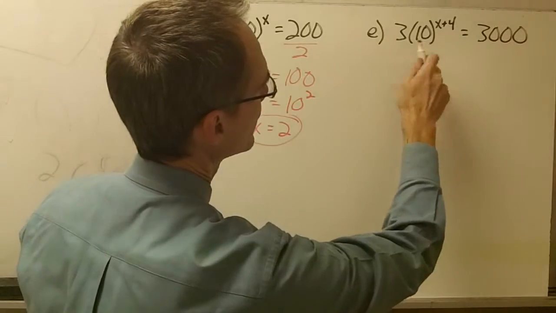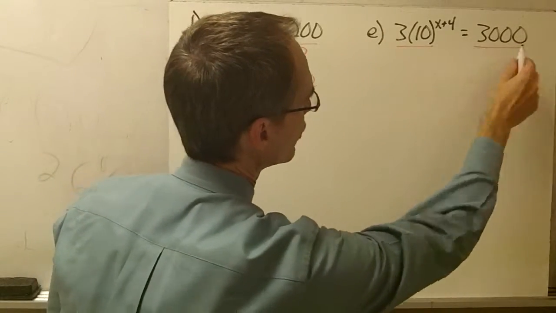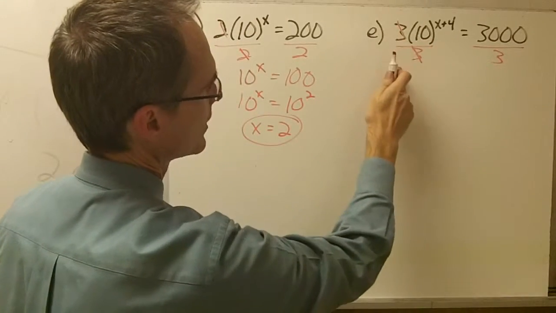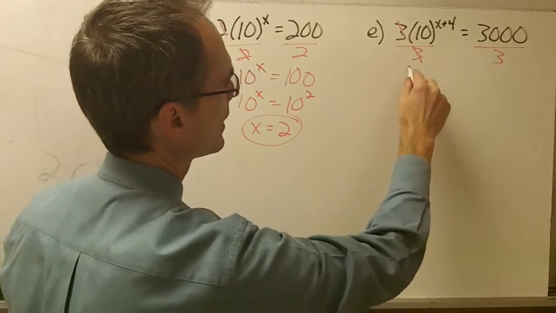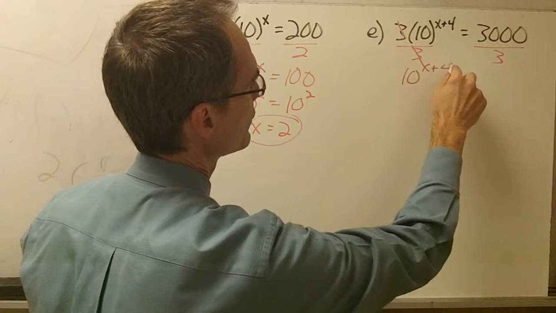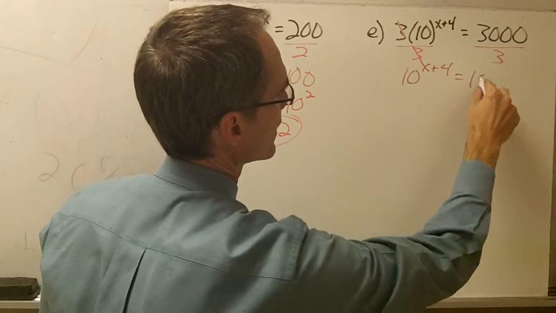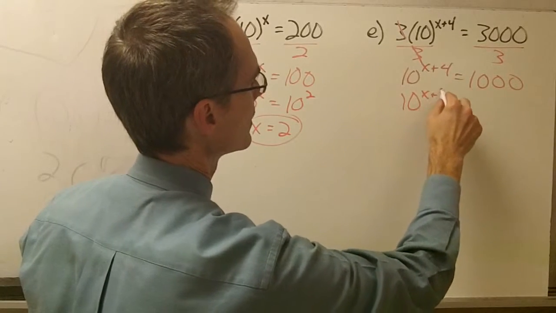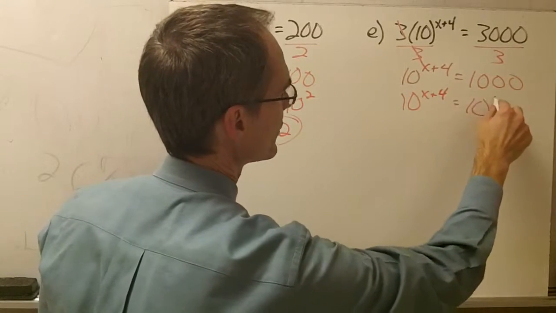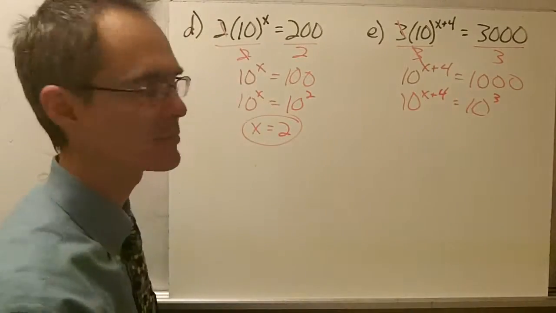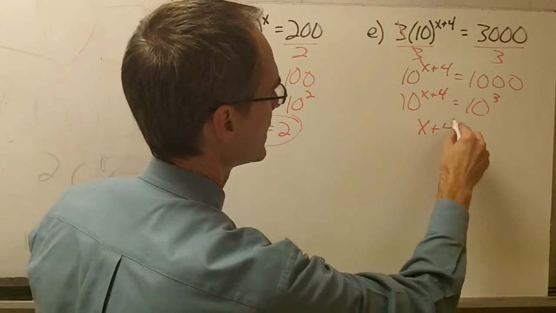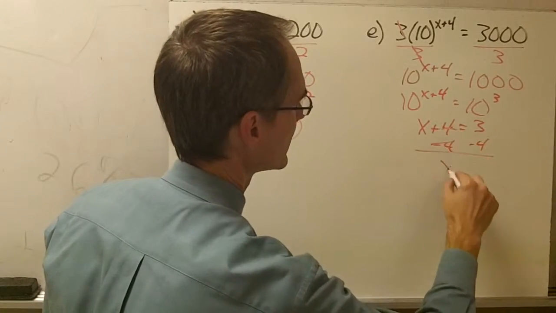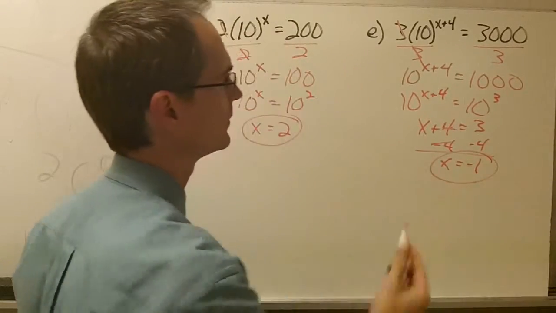Once again over here, I can divide both sides of my equation by 3. That will get rid of this number 3 on this side. They cancel out. And I now have 10 to the x plus 4 equals 3,000 divided by 3 is 1,000. And again, I can express 1,000 as 10 to the third power. I can set my exponents equal to each other. That gives me x plus 4 equals 3. I subtract 4 from both sides, and I get x equals negative 1.